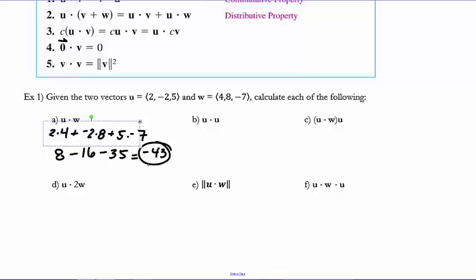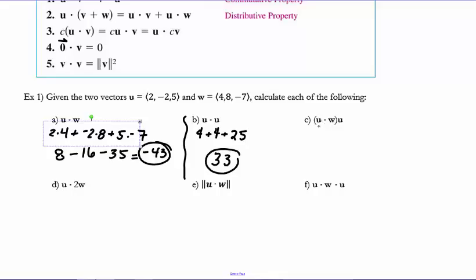What if we did u dot u? Well, u dot u would be 2 times 2, which is 4, plus -2 times -2, also 4, plus 5 times 5, which is 25. So I have 25 and 8, 33.